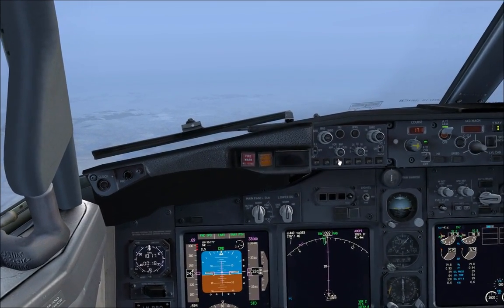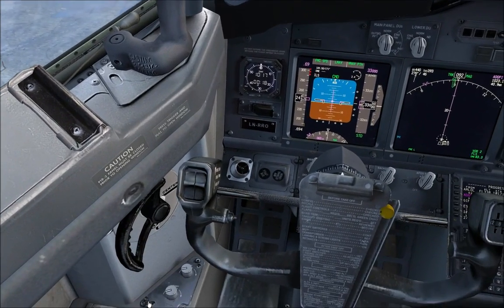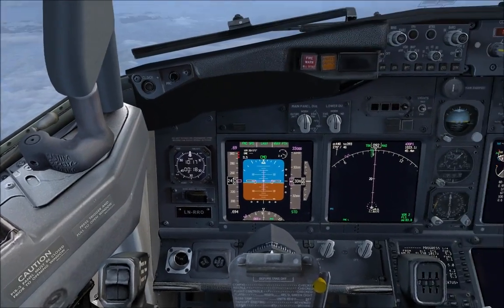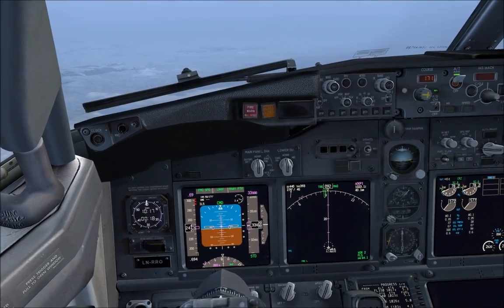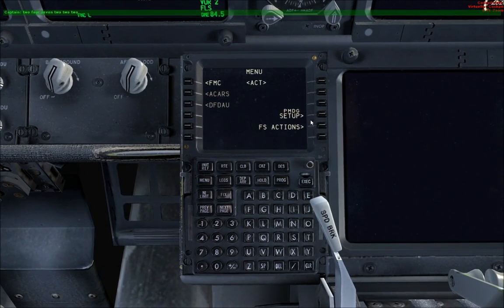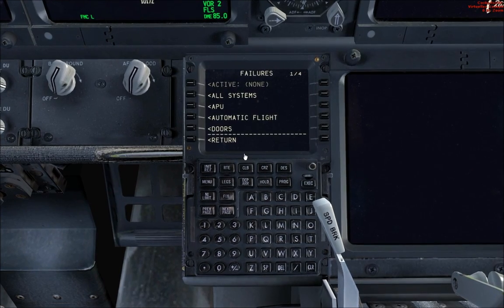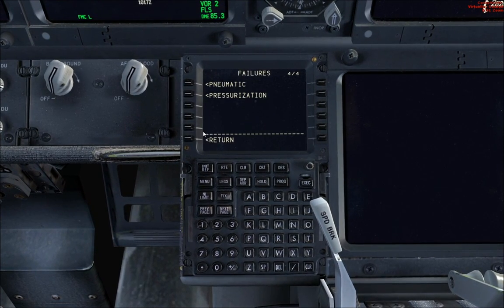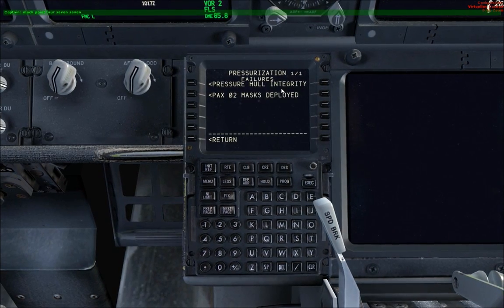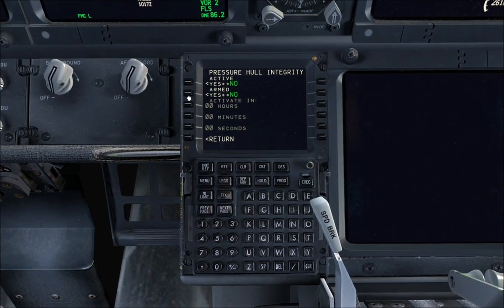It's actually not possible to don the oxygen mask on the PMDG 737, but just to simulate the situation a bit, I will push the red button here, and now we can activate the failure. You once again go to the menu and then to PMDG Setup, Aircraft and Failures, and on the last page you will find Pressurization. And there you go to Pressure Hull Integrity, and this is the failure we want.